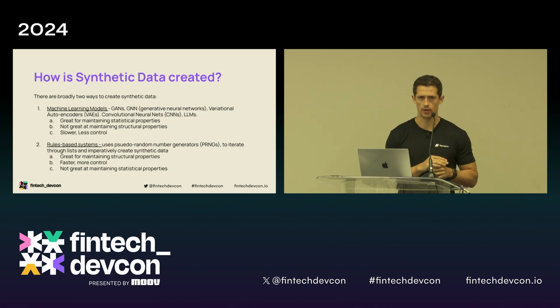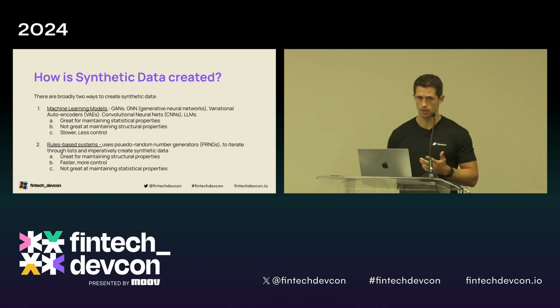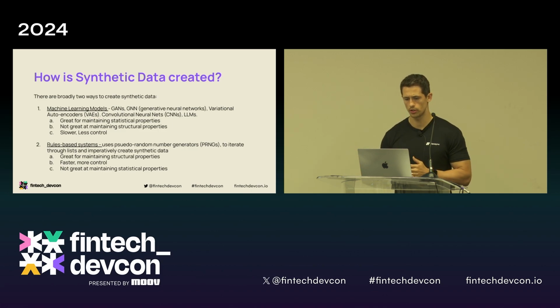Some are very good at generating time series data. Others are better at generating more relational data. And there are some pros and cons to these. Machine learning models are great at maintaining the statistical properties because they can learn on that initial training set distribution. But they're not great at maintaining structural properties.